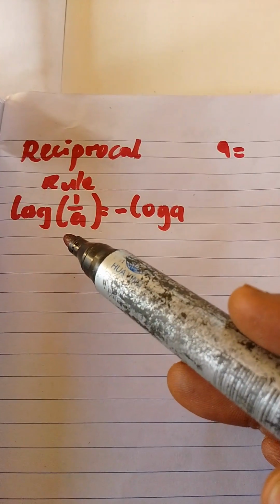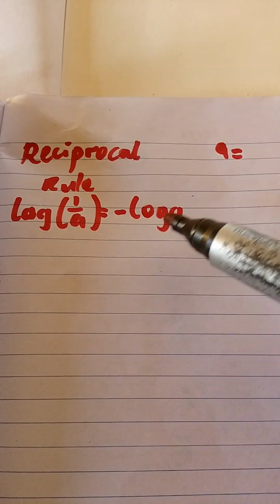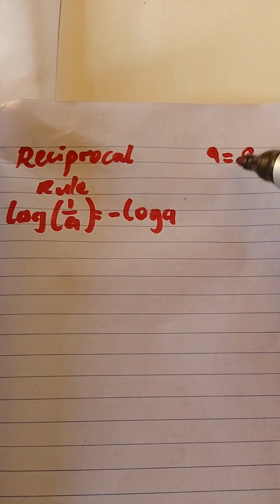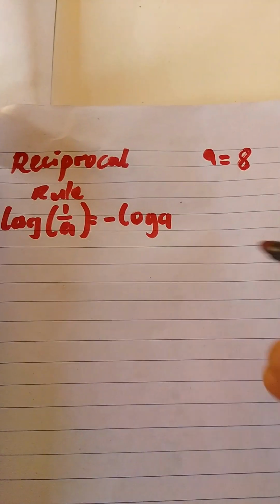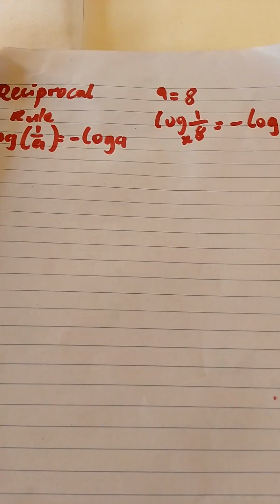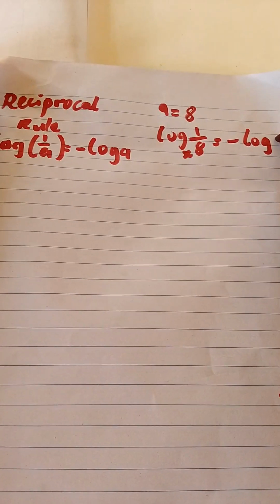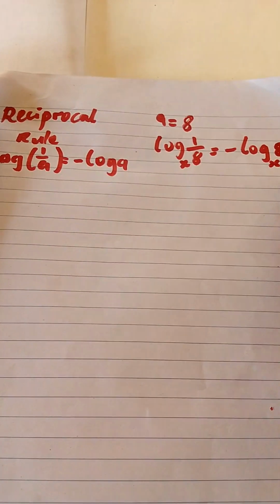So if a is equal to 8, for instance, so log 1 over 8 will automatically leave you with minus log 8, all in the same base x. So log 1 over 8 equals minus log 8.